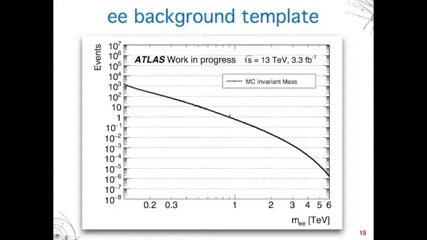Here's the di-electron background template. This is essentially what you saw before on the money plot. This is just telling us for each of these invariant masses, how many events do we expect from the background processes?